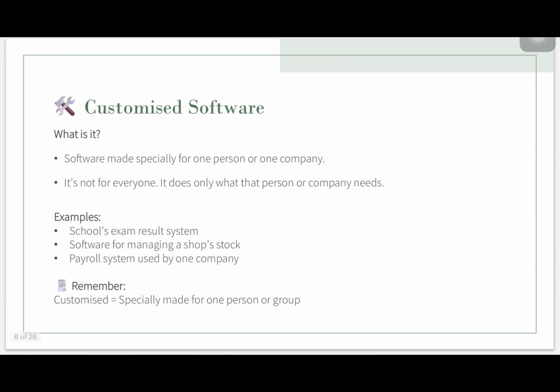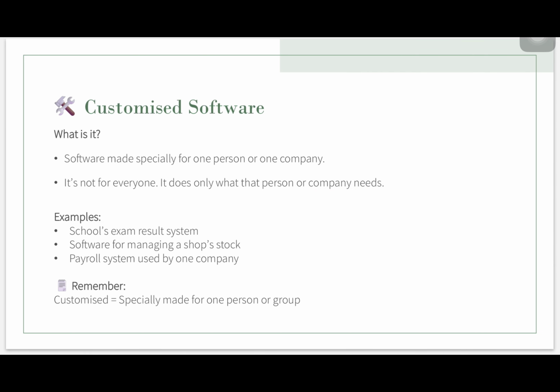For example, now see, customized software. What is it? Software made specifically for one person or one company. This is important. One person or one company. It is not for everyone. It is only what that person or company needs.